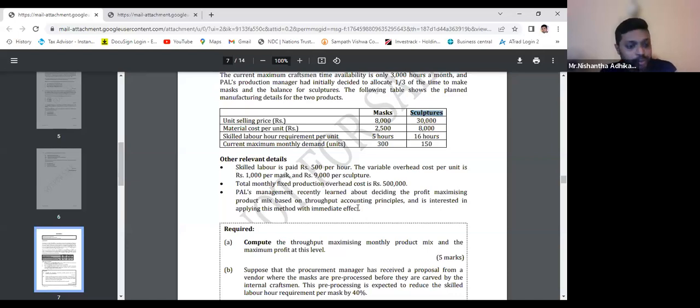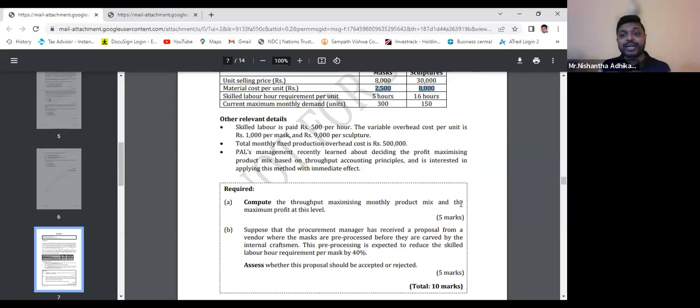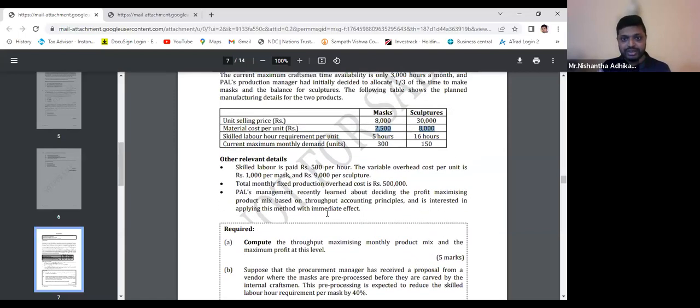In throughput accounting, remember the only variable cost is material cost. Even though labor is variable, it should be considered as fixed. Except material, all other costs should be considered as fixed, and they are known as total factory cost. What they have to do is compute the throughput-maximizing monthly product mix and the maximum profit at this level. I think you have the paper. I can go to the abacus and show you the answer, but we will quickly work out the illustration. I will move to Excel and show you how to work it out.